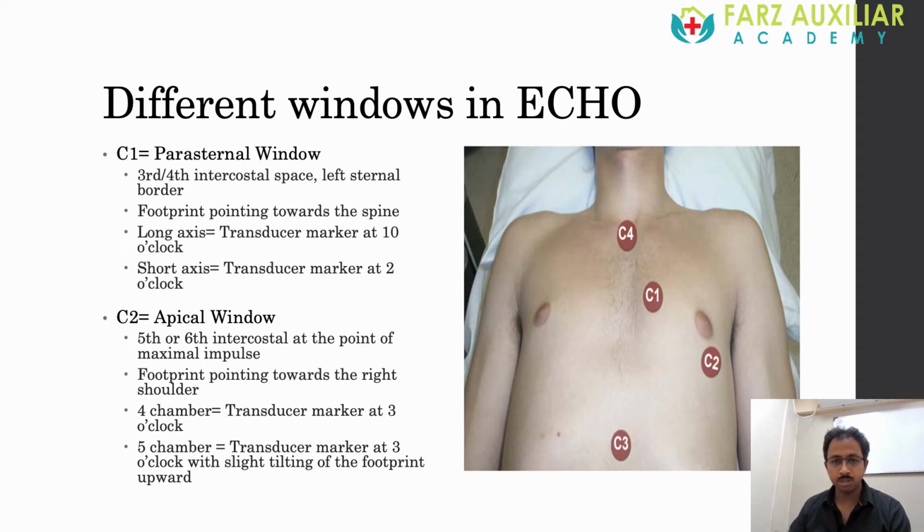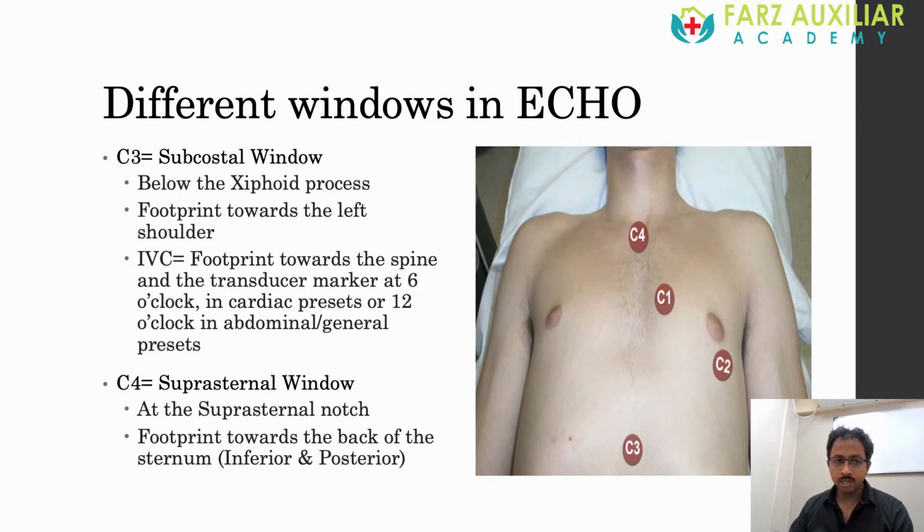Now coming to the different windows, the parasternal window, that is the C1 position, left third or fourth intercostal space. It is not fixed, but we have to obtain the picture that I will show later. Long axis is when the transducer marker is at the right shoulder, and short axis when the transducer marker is towards the left shoulder. Now coming to the apical window, where the apical impulse is, fifth or sixth intercostal space, footprint towards the right shoulder, four-chamber view, and it can be obtained as a 5-chamber view after just tilting the probe a bit so that we can open the aortic valve.